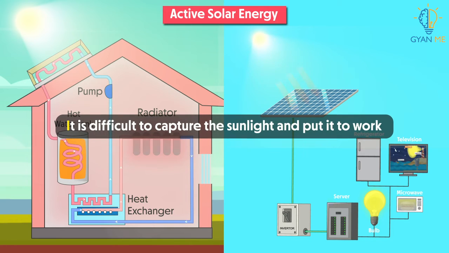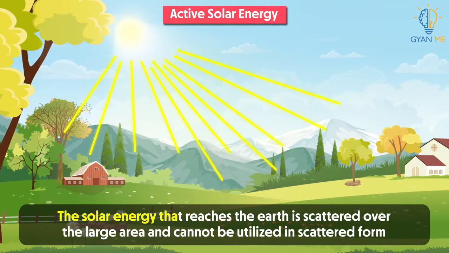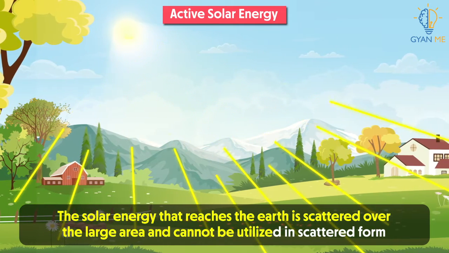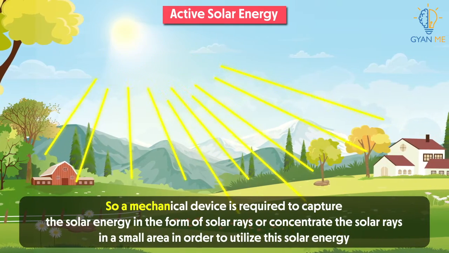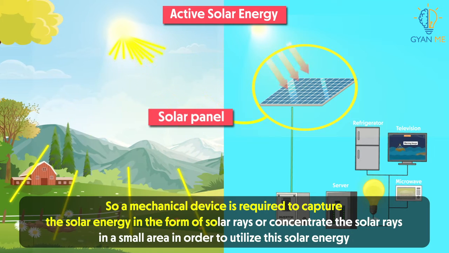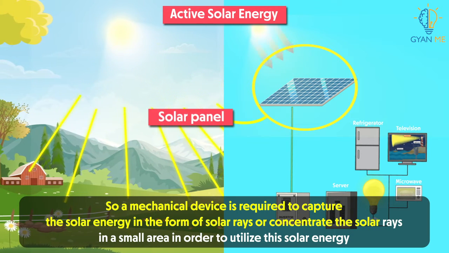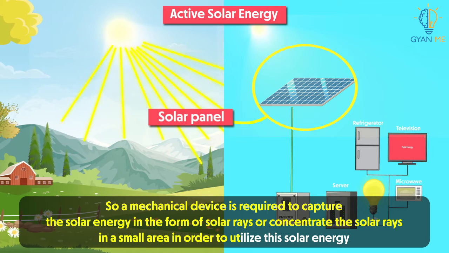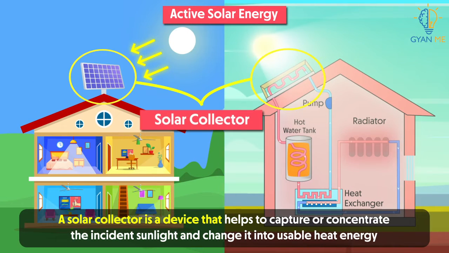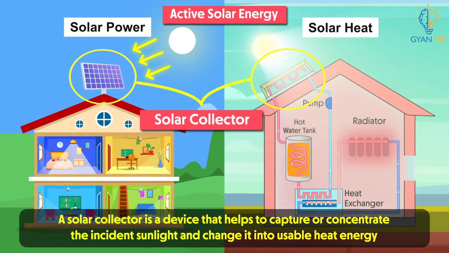Do you know students? It is difficult to capture the sunlight and put it to work because the solar energy that reaches the earth is scattered over a large area and it cannot be utilized in this scattered form. So, a mechanical device is required to capture this solar energy in the form of solar rays or concentrate the solar rays in a small area in order to utilize this solar energy. Thus, a solar collector is a device that helps to capture or concentrate the incident sunlight and change it into usable heat energy or change it to solar power.